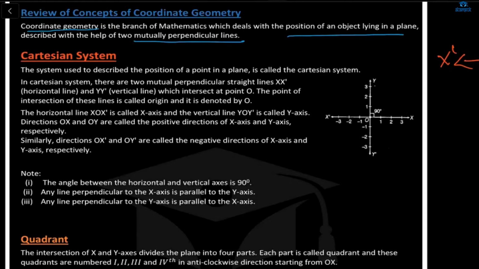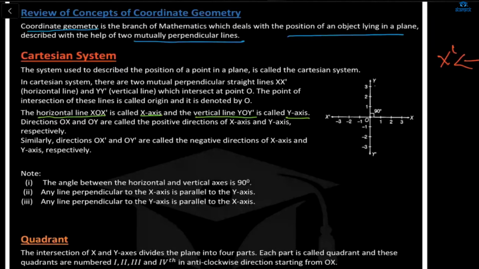The Cartesian system has two mutually perpendicular lines, x and y. I've already told you. The horizontal line is X O X dash, which is called the x-axis, and the vertical line is Y O Y dash, which is called the y-axis. Now, if you see here.